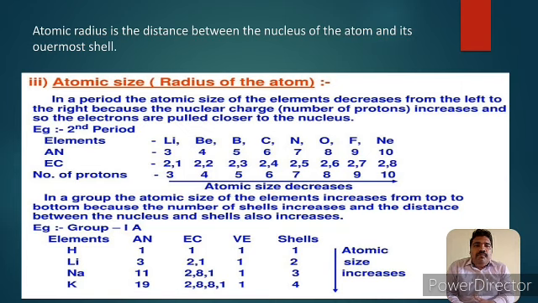And in a group, the atomic size of the element increases from top to bottom because the number of shells increases and the distance between the nucleus and shells also increases. Now the next example is in group 1A, that is hydrogen, lithium, sodium and potassium. Atomic size increases because the number of shells increases from top to bottom.